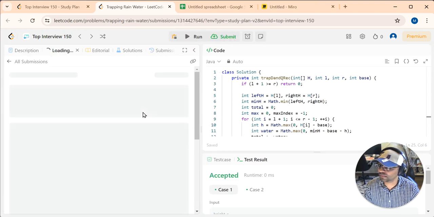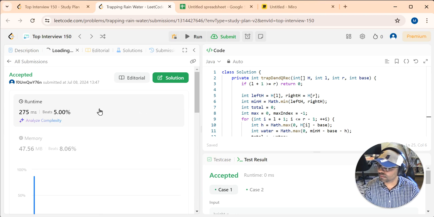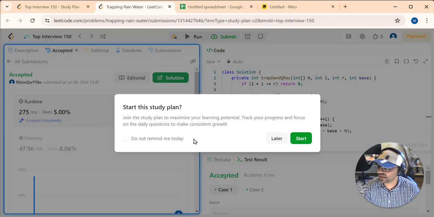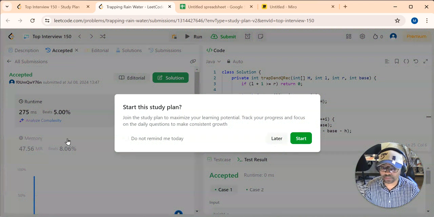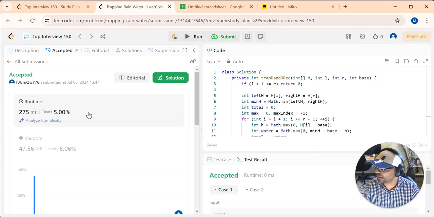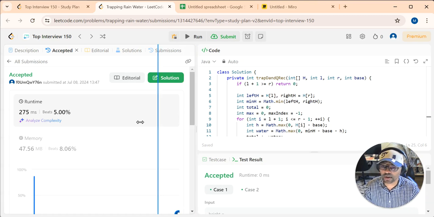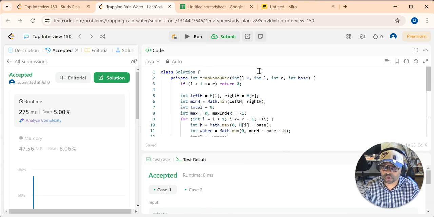Oh, nice. It did get accepted, although it's saying we are only beating 5% in runtime. Yeah. Okay. So let's figure out the time complexity. We never talked about that. And given it's slow compared to all the submissions, right?